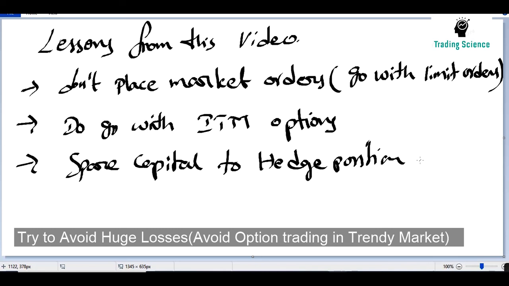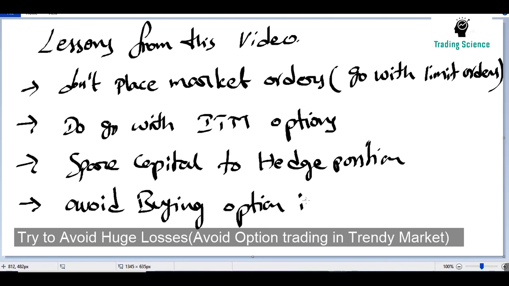And the next one is avoid buying options in expiry.